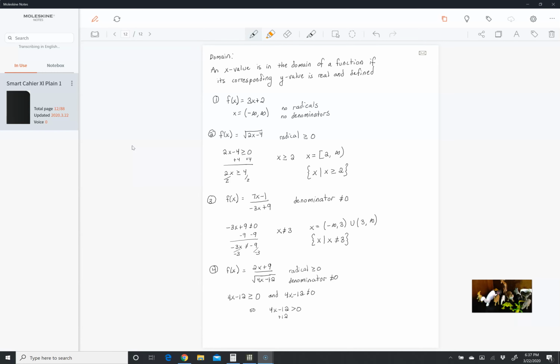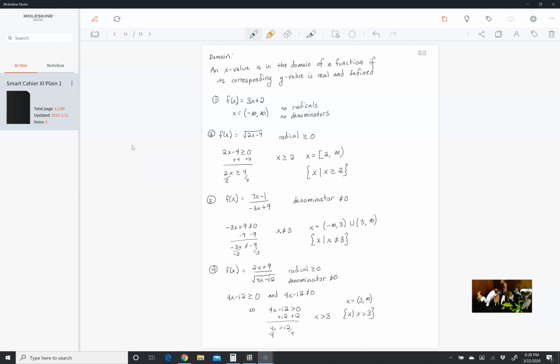We solve this, add 12 to both sides. 4x is greater than 12. Divide both sides by 4. We have x is greater than 3. And notice there's no equal sign. So in interval notation, we would have a parenthesis, 3 to infinity. And in standard notation, it would be x such that x is greater than 3.